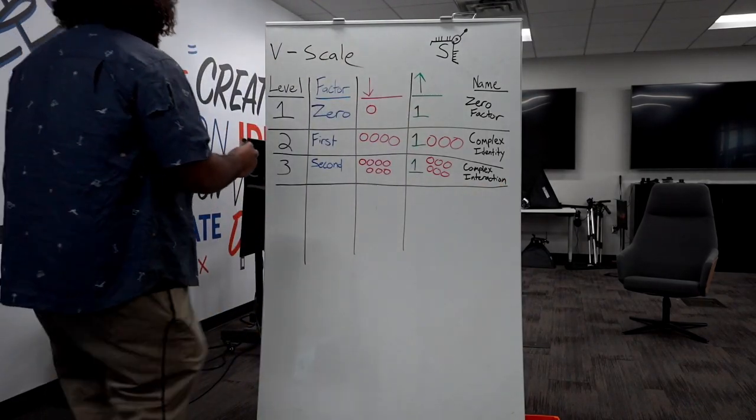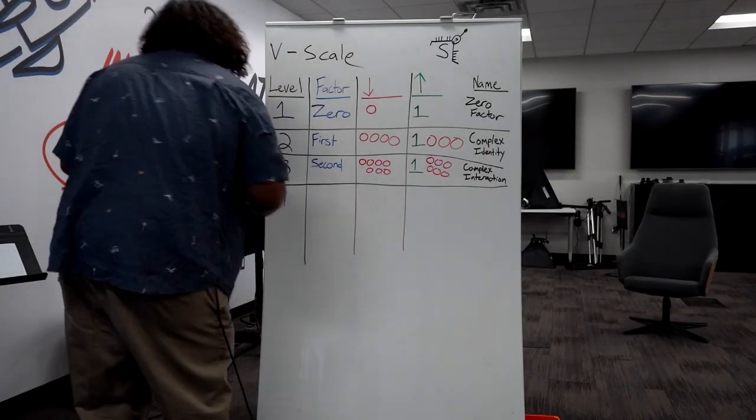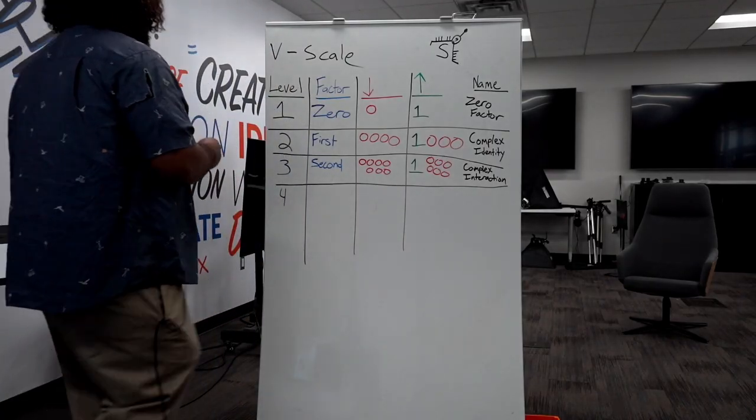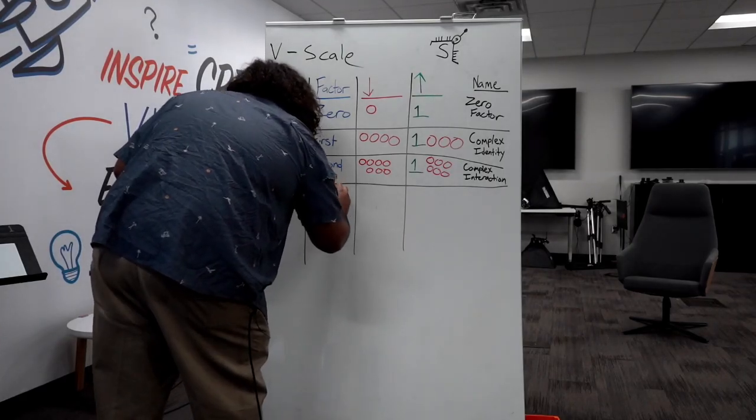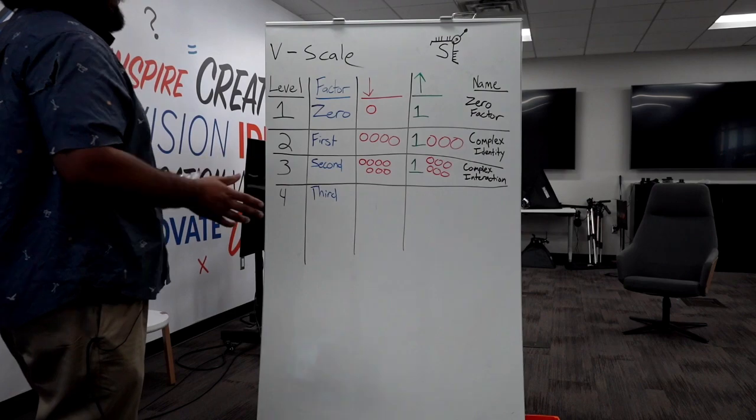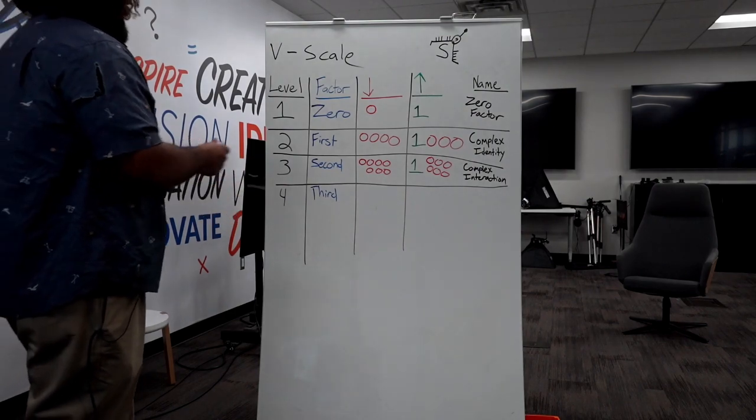So we can go to the 4th level, and this is the 3rd factor. And the 3rd factor has 11 complexities to it. So we have this group of 7.